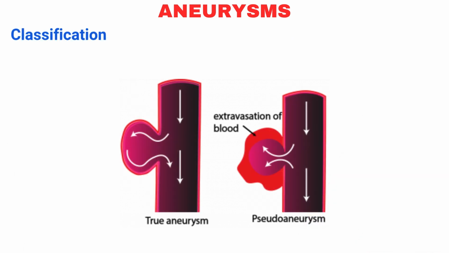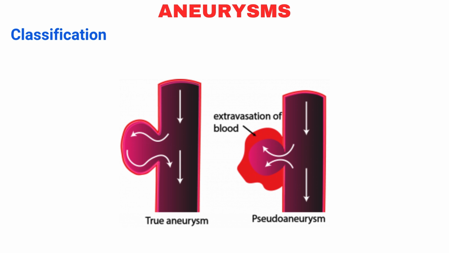Now we will see the classification of aneurysms. Aneurysms are classified as true or false aneurysms. A true aneurysm is one in which the wall of the artery forms the aneurysm with at least one vessel layer still intact. A false aneurysm, or pseudoaneurysm, is not an aneurysm. It is a disruption of all arterial wall layers with bleeding that is contained by surrounding anatomical structures.